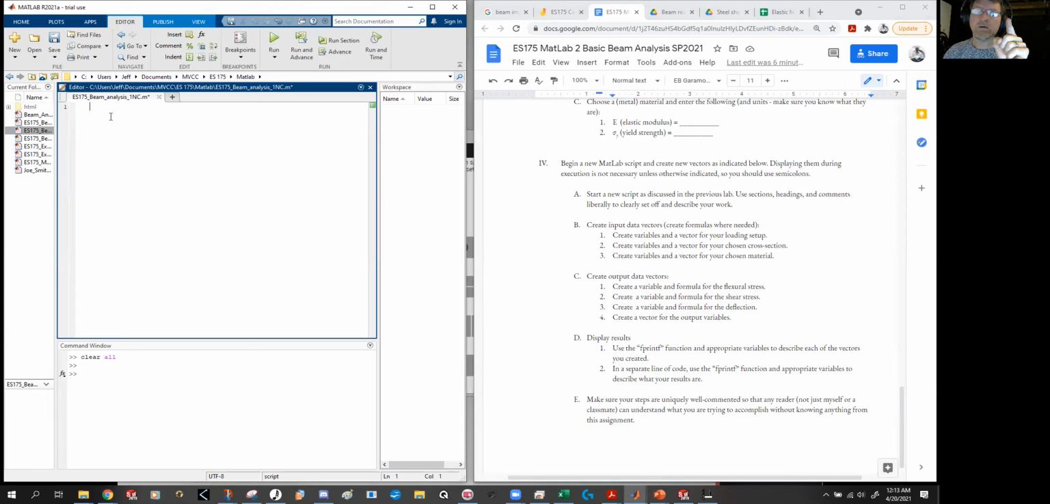Do that now. Open it up, save it now. Okay, you got it saved. Good. Next, use sections, headings, and comments liberally.